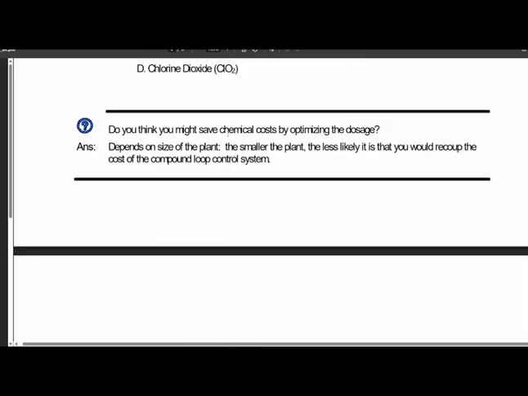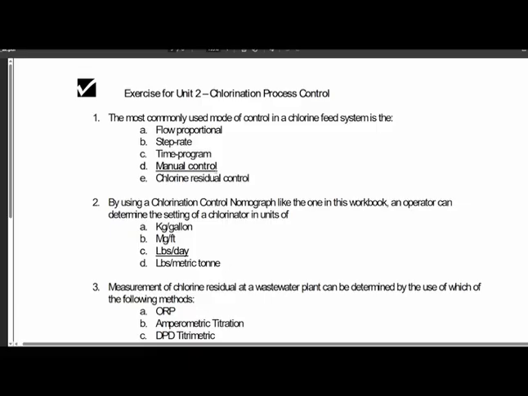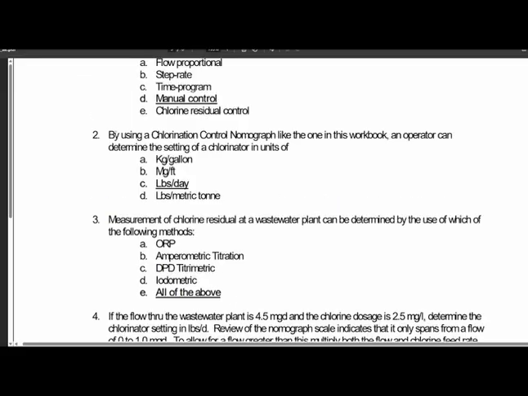Do you think you might save chemical costs by optimizing dosage? That depends on the size of the plant. The smaller the plant, the less likely it is that you would recoup the cost of the compound loop control system. Manual control is the most commonly used mode of control in a chlorine feed system. By using a chlorine control nomograph like the one in this workbook, an operator can determine the setting of the chlorinator in units of pounds per day.